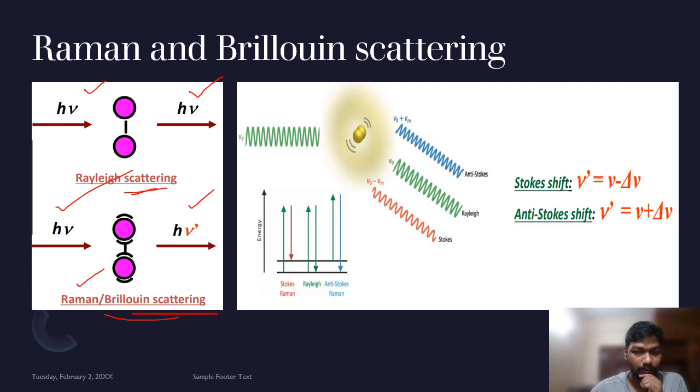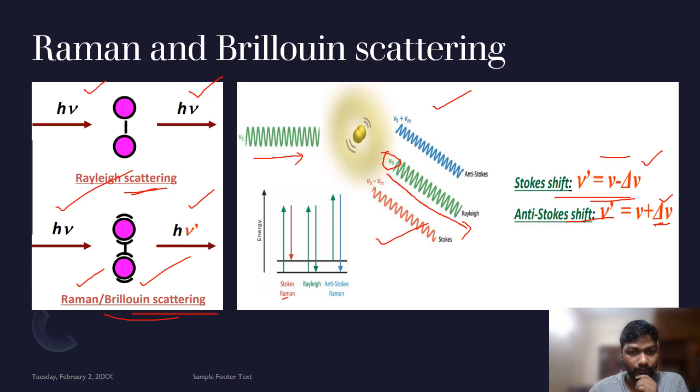So that is the difference: in Raman scattering, light interacts with molecular vibrations, and in Brillouin scattering, light interacts with lattice vibrations, also known as acoustic phonons. In both cases, we get a Rayleigh line, a Stokes line, and an anti-Stokes line. The Rayleigh line is the elastic scattering line, with the same frequency V naught as the incident light. The anti-Stokes line increases the frequency by delta V, and the Stokes line decreases it by delta V. This is the energy diagram of Stokes Raman, Rayleigh, and anti-Stokes Raman. The same goes for Brillouin: there will be Stokes Brillouin and anti-Stokes Brillouin.